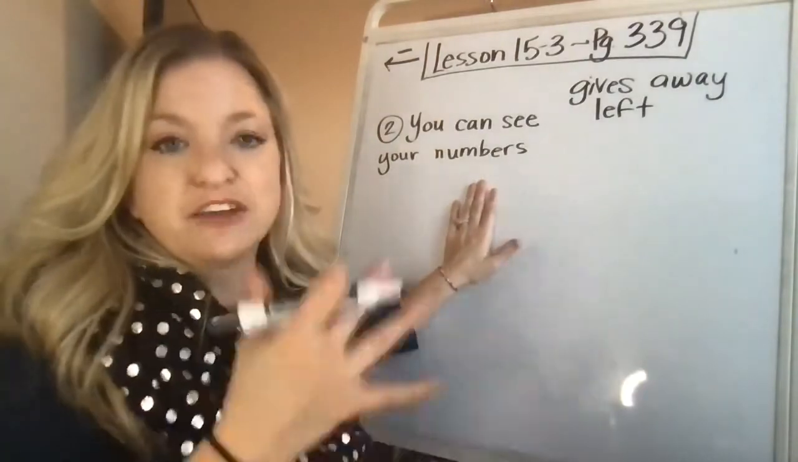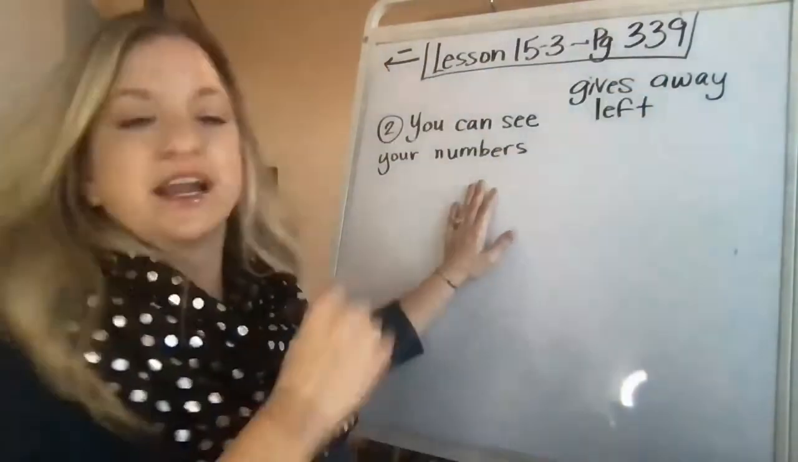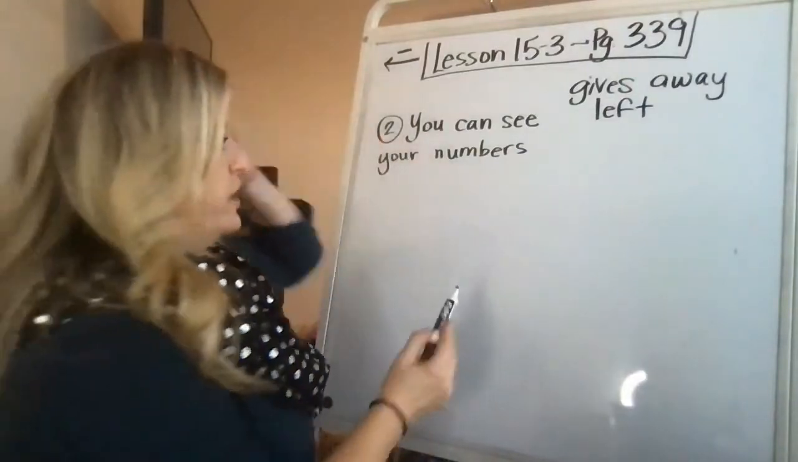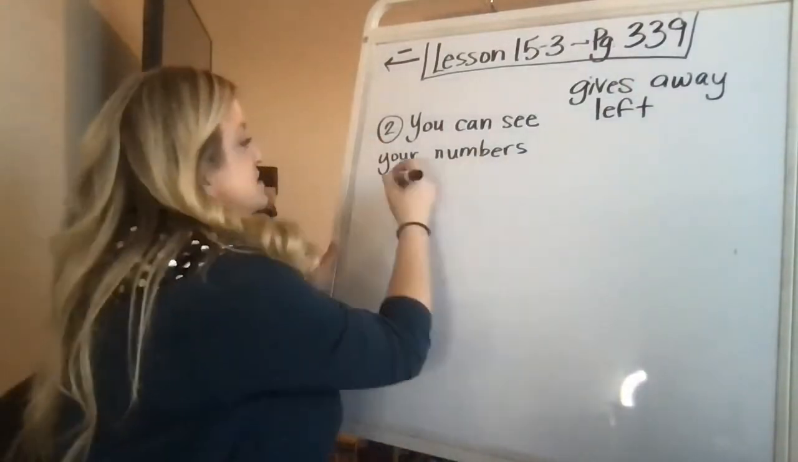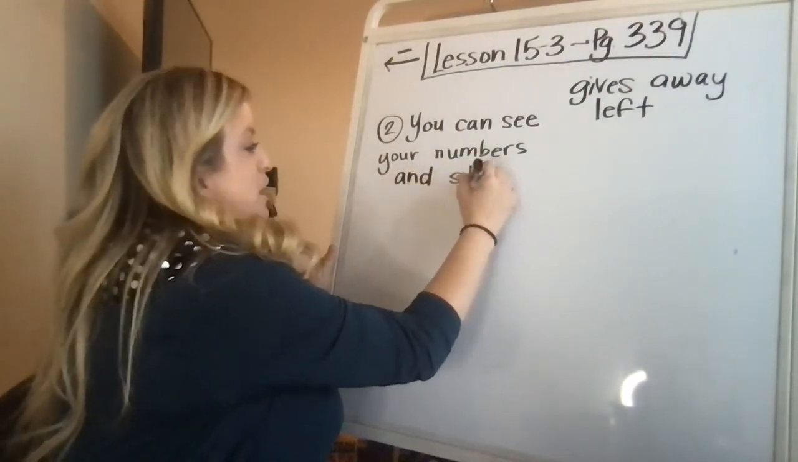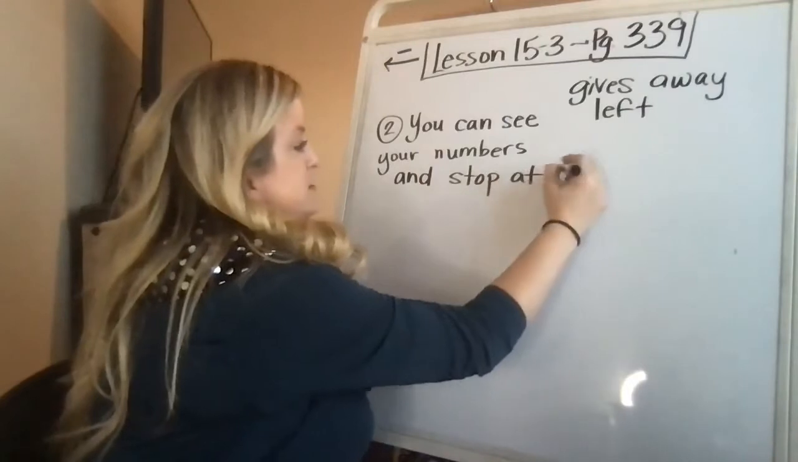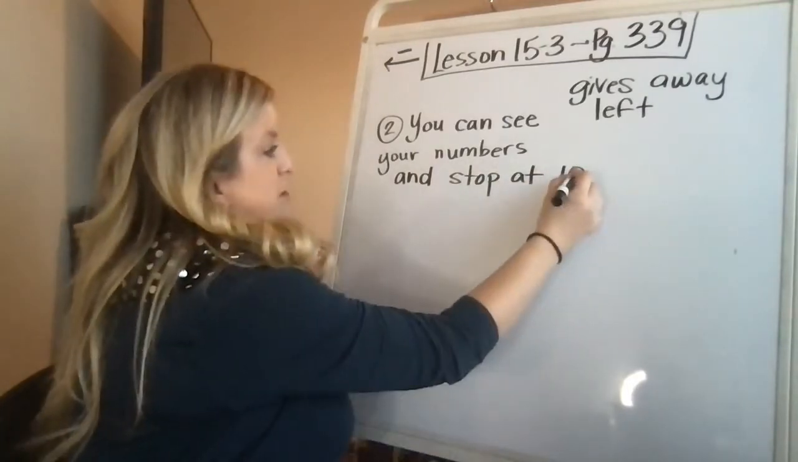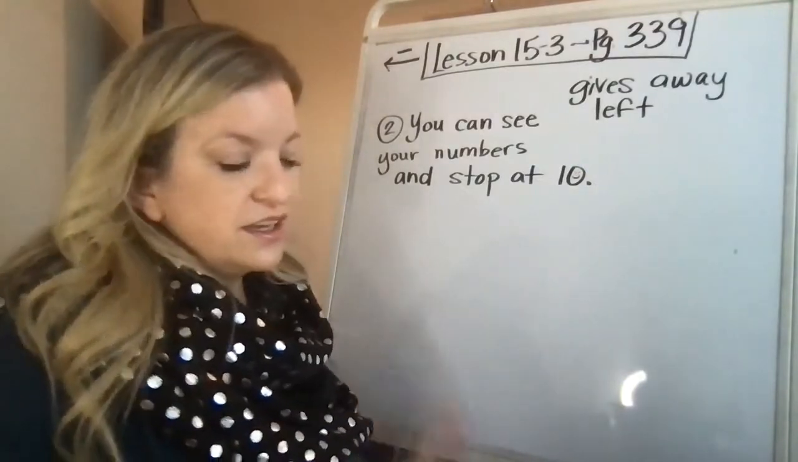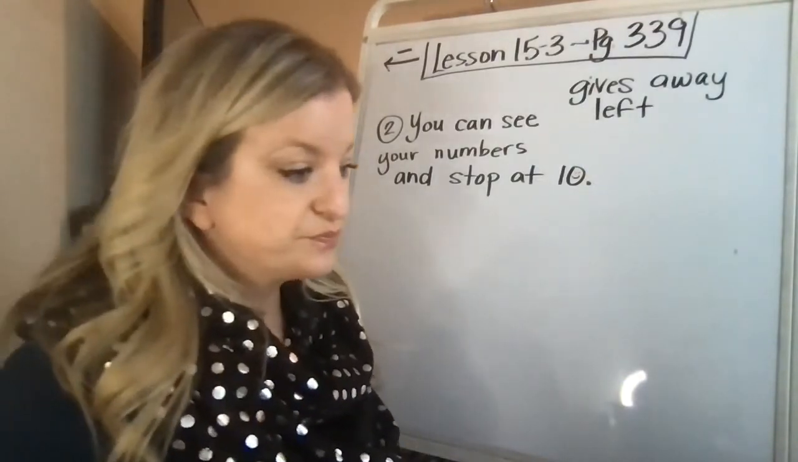So if I am adding 4, I can see that I'm adding those 4 in. If I'm subtracting, I can see what I'm doing. So you can see your numbers and stop at 10 because 10 is a friendly number. So if we stop at 10, whether we're adding or subtracting, it's going to help us because it's friendly.